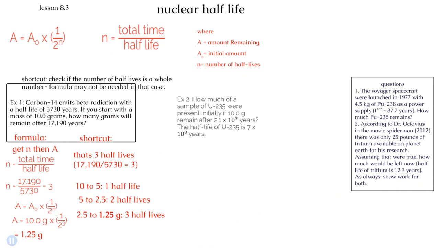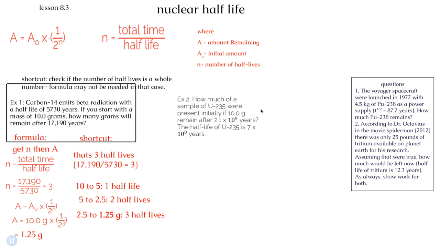Here's 2 other problems that I'm not going to solve, but I will give you the answers to. I'm encouraging you to do it on your own and to do it both the formula way and the shortcut way. It says how much of a sample of uranium-235 were present if 10 grams were remaining after 2.1 times 10 to the 9th years. That's like 2 billion years. The half-life is something on the order of 10 to the 8th years. What is that, 100 million years?